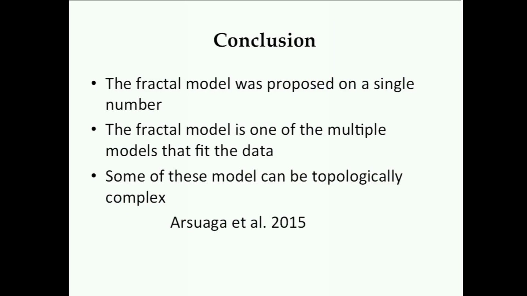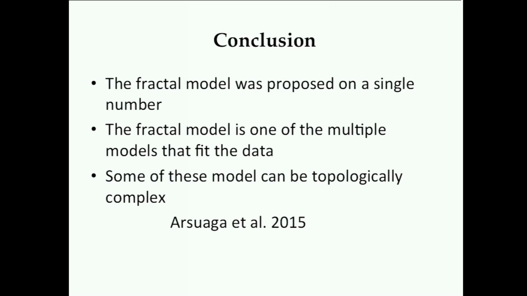was a model that was proposed by Grosberg initially, as the best model for the human genome, but this was based only on a single number, which was the slope of this contact probability. Of course, it's consistent with the idea of chromosome territories and so on, but the fractal model itself is proposed based on this fitting of the slope, correct? The second conclusion that we get is that the fractal model is one of multiple models that fit the data.